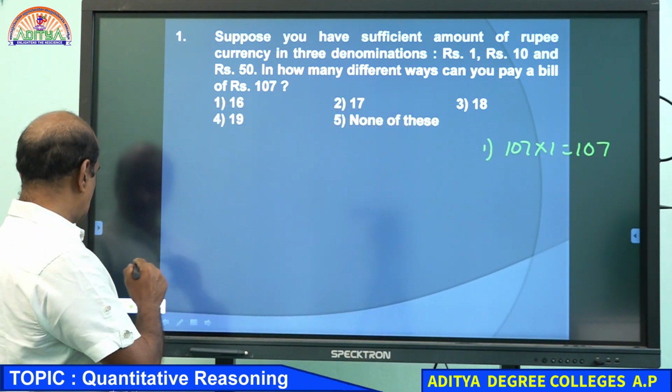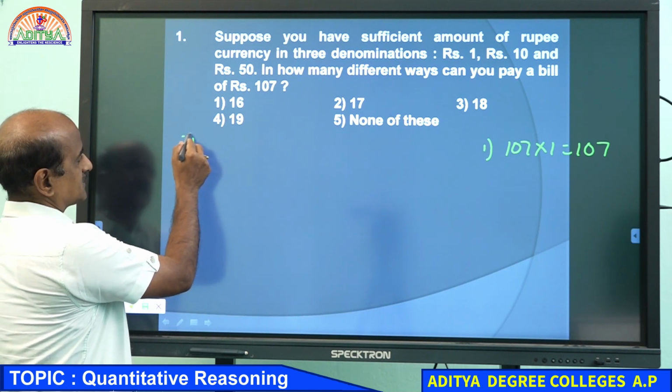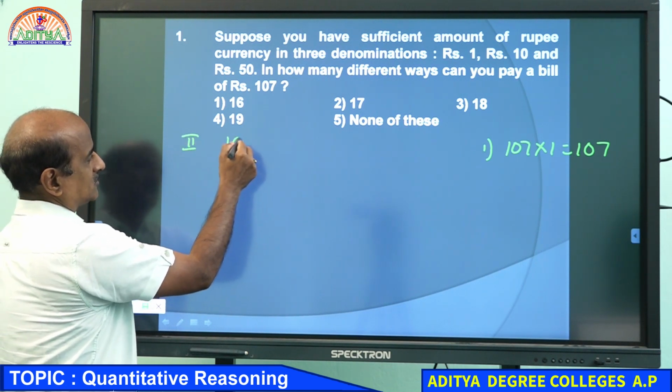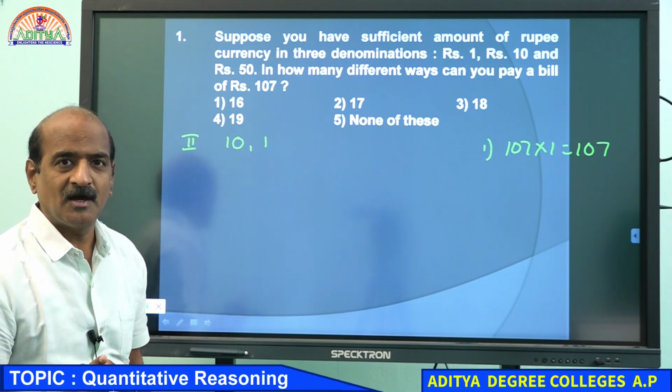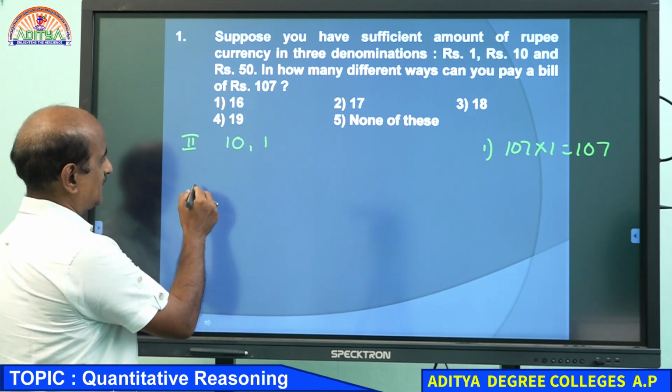Now let me give you the second model. What is the second model? We can pay the amount with a combination of 10 rupees and 1 rupee. So tell me how. Yes, we have a simple technique.